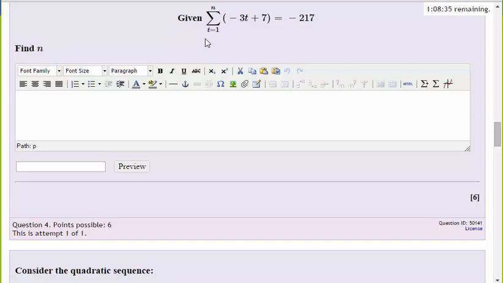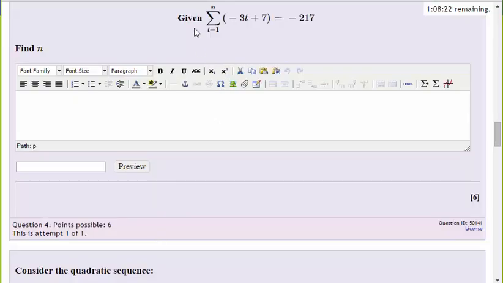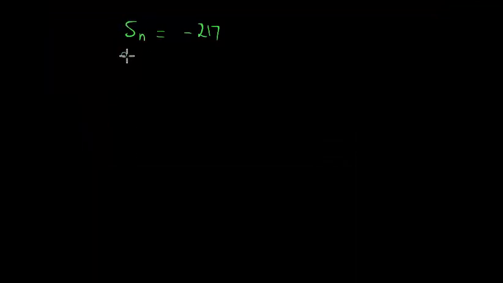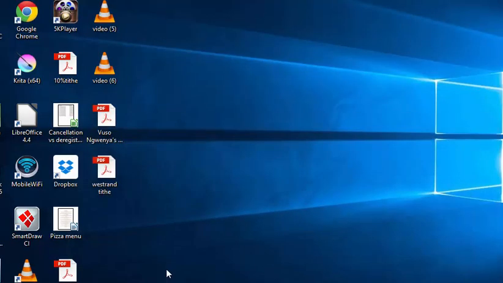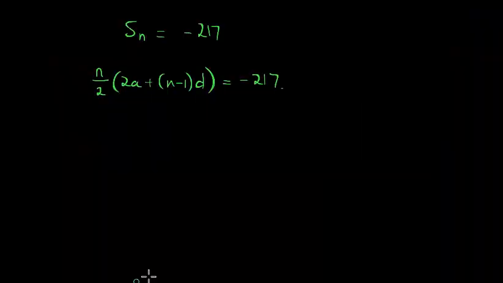It means sum of. So what formula am I going to be using? I'm going to be using Sn, and they tell me my Sn is equal to negative 217, and I know my Sn, because it's arithmetic, is n over 2 [2a plus (n minus 1)d], which must equal negative 217. So now they ask me to find n.